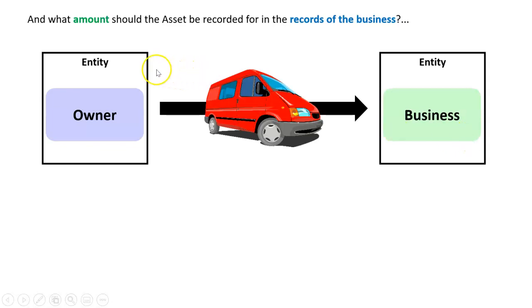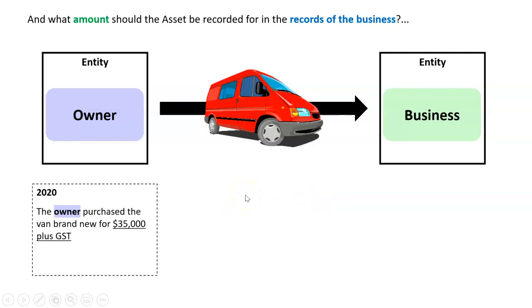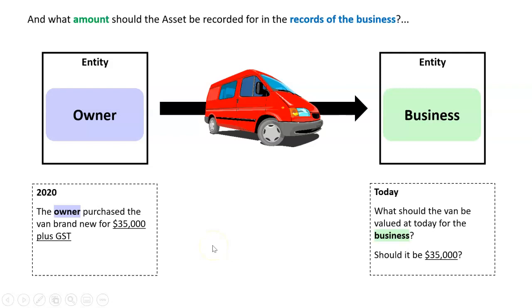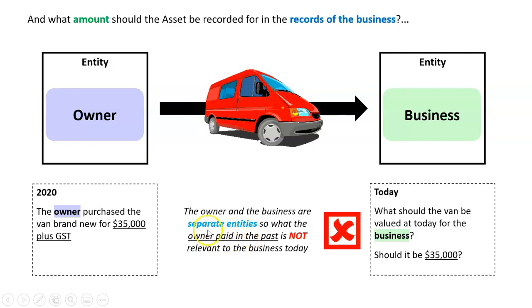Let's take an example. Let's say the owner is going to give this van to the business. The problem is we need to look at, as the entity of the owner, let's say in 2020, the owner purchased this van brand new for $35,000 plus GST. But they're contributing it today, so we need to determine what value the van should be valued at today for the business. Should it be $35,000? Well, there's going to be a source document for that, so we can prove it, it's very verifiable, but we actually wouldn't use that $35,000, and that's because the owner and the business are separate entities, so what the owner paid in the past is not relevant to the business today.